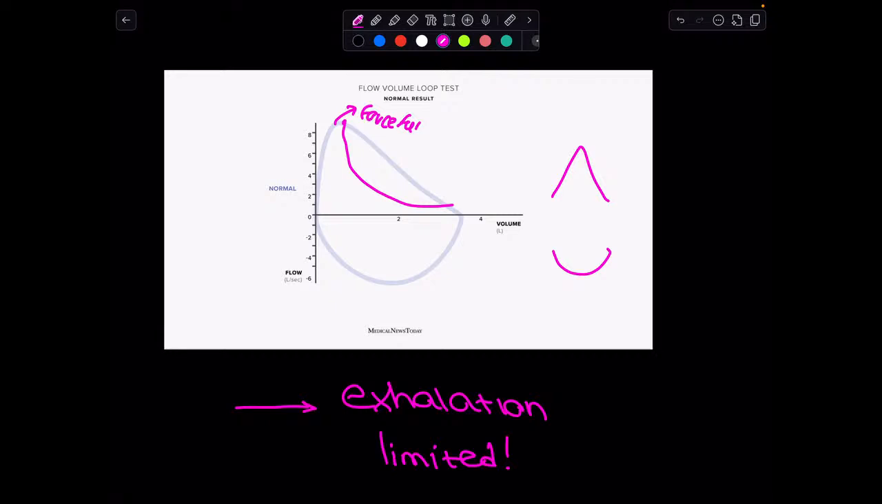So wait, the y-axis is the flow. I see, so the flow drops. Okay, now it makes sense. Sorry, I got confused with what was on the x and y-axis.